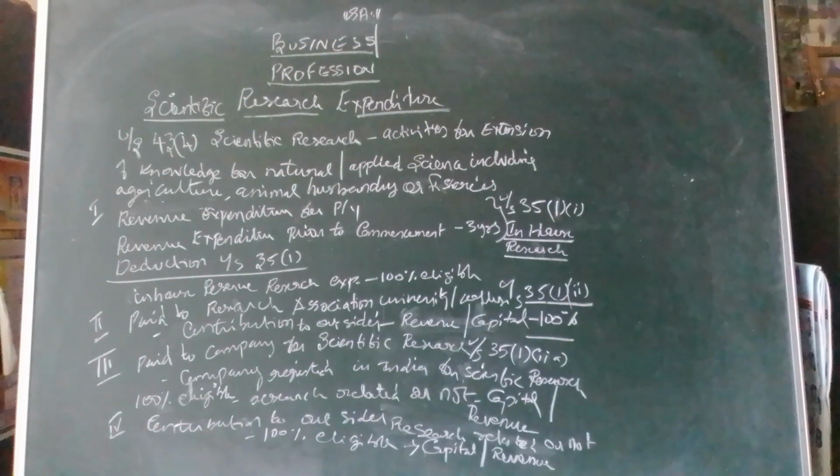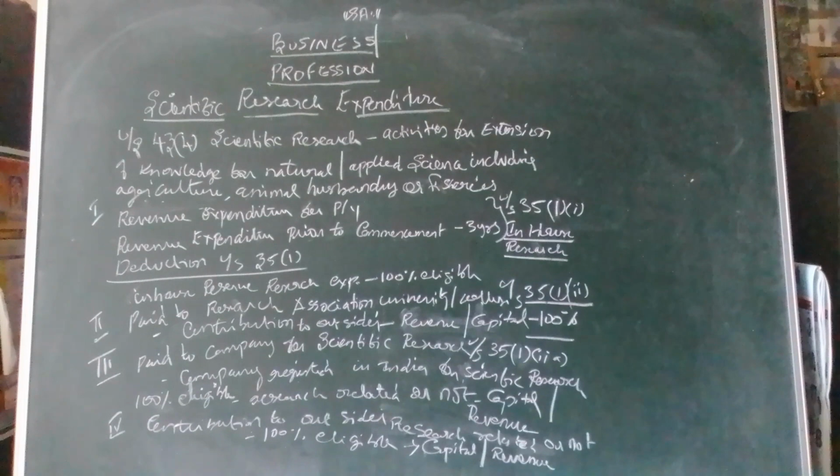Then this point is if the amount is paid to any company engaged in scientific research. For example, Ranbaxy, or a company that prepared the vaccine for the novel coronavirus, right? If you are contributing to that company for the purpose of scientific research, it is also eligible, provided some prerequisites are met. So this is eligible under section 35(1)(iia).